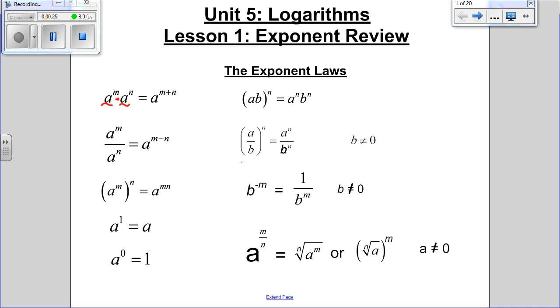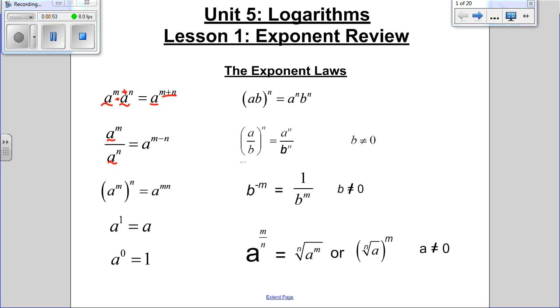Two bases have to be the same. We can add their exponents. So it combines to just be a to the power of m plus n. Alternatively, if you were dividing two bases that are the same, you can subtract the exponents. So multiply, add; dividing, subtract.